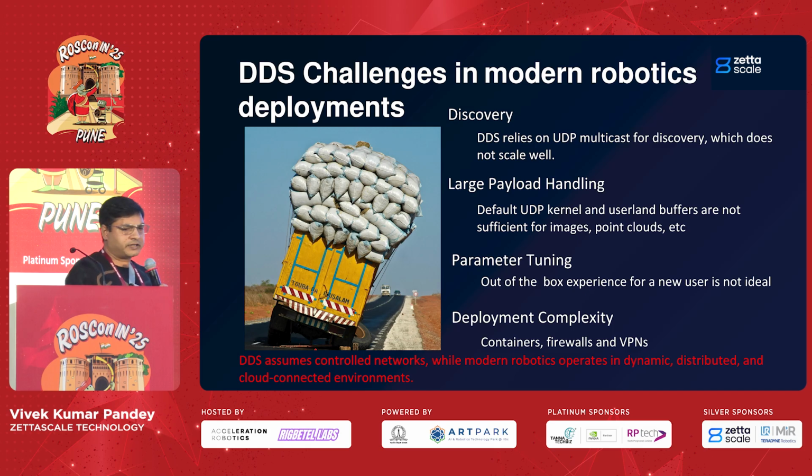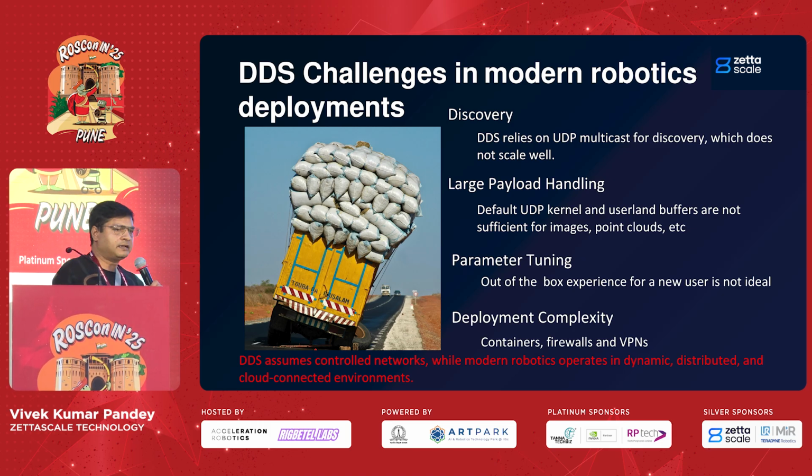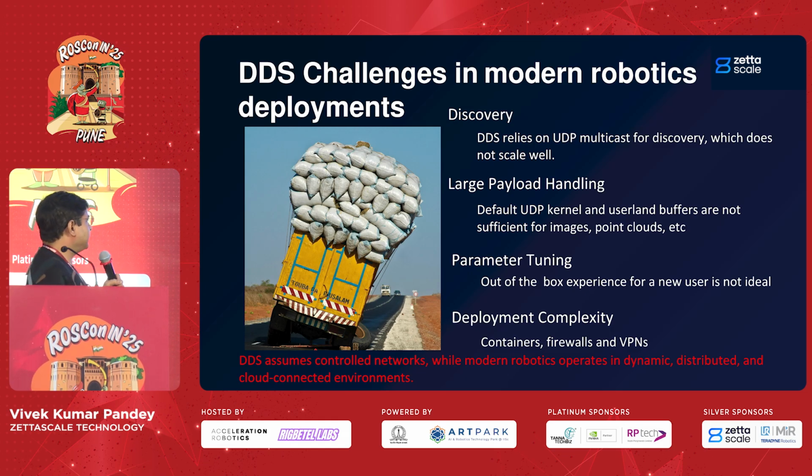But for modern robotic systems, it has some challenges. The first challenge is discovery, because DDS relies heavily on UDP multicast. Each and every participant sends discovery messages and listens to the discovery messages from all the other participants. So when the participants increase, the number of messages increases in a quadratic way, because the complexity is big O n squared.